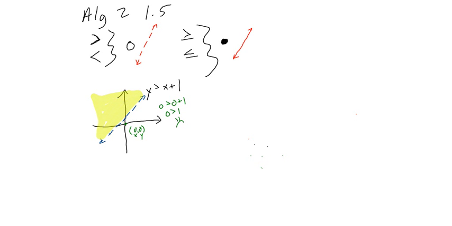And just to show you what that means, let's say I pick the point negative 2, 2. So right about here, negative 2, 2. If we plug negative 2, 2 into our original, we get 2 is greater than negative 2 plus 1. So 2 is greater than negative 1, and that's a true statement. So we could pick any point in this shaded area, and it would work as a solution.